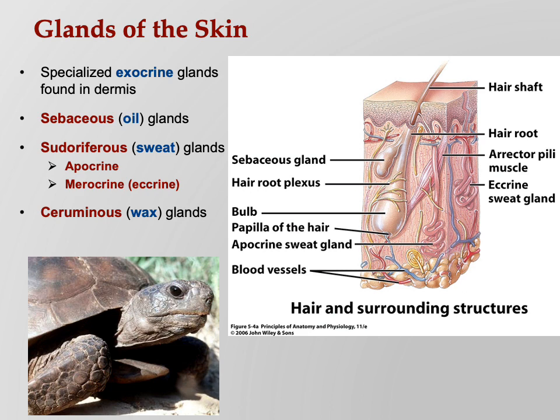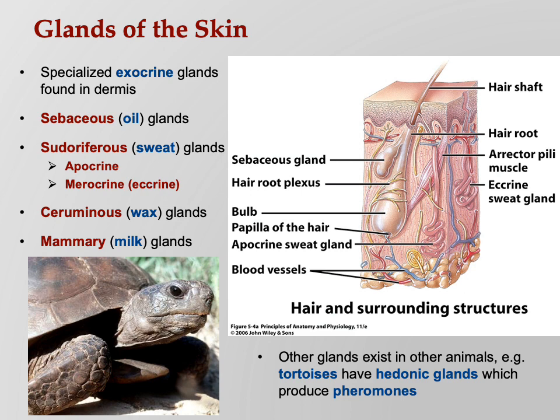Ceruminous glands are the wax glands in your ear. They produce the waxy stuff called cerumen. And mammary glands are milk glands. So 4 basic kinds of glands in humans: sebaceous, sudoriferous, ceruminous, and mammary.